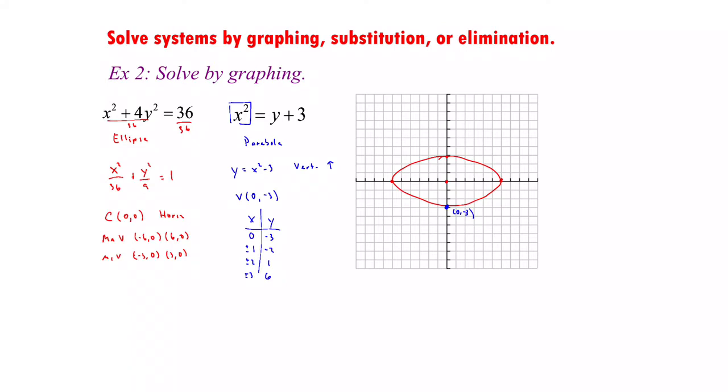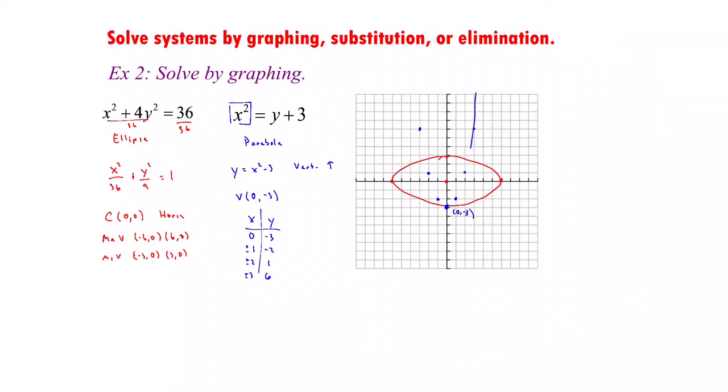So at negative 1, we're at negative 2. Positive 1, we're at negative 2. At negative 2, we are at 1. And at positive 2, we are at 1. And then negative 3 at 6. And positive 3, we're at 6.